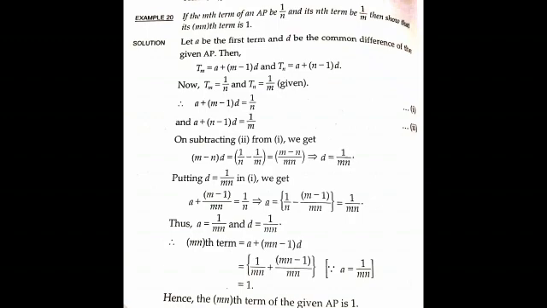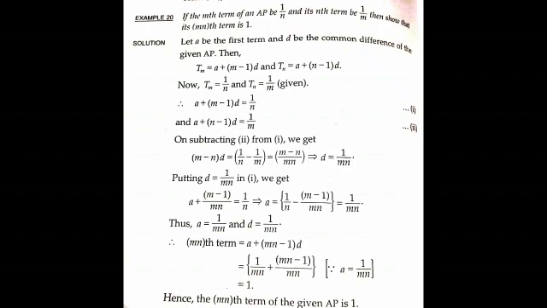Moving to the next question. Here in this question, if the mth term of an AP is 1 by n and its nth term is 1 by m, then show that its (m into n)th term is 1. Again, for its solution, let A be the first term and D be the common difference of the given AP. Then the mth term, using the general formula, is A plus (m minus 1) into D, and the nth term is A plus (n minus 1) into D.